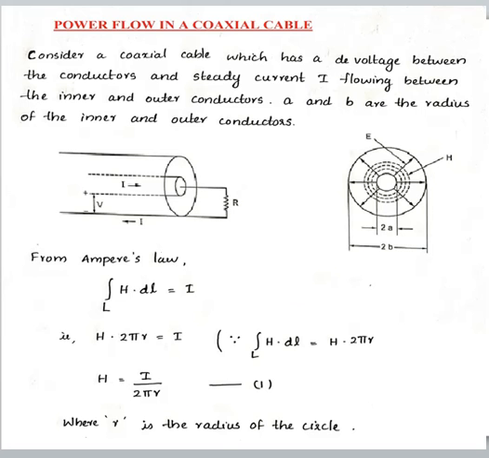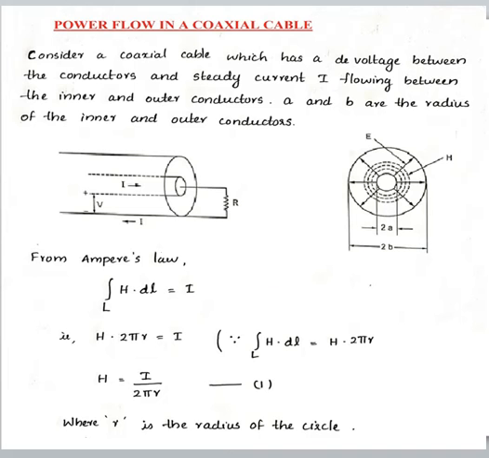Welcome students. In this class, we will discuss power flow in a coaxial cable. Consider a coaxial cable. It consists of two cables, inner cable and outer cable. From the figure, a is the radius of the inner cable, b is the radius of the outer cable.